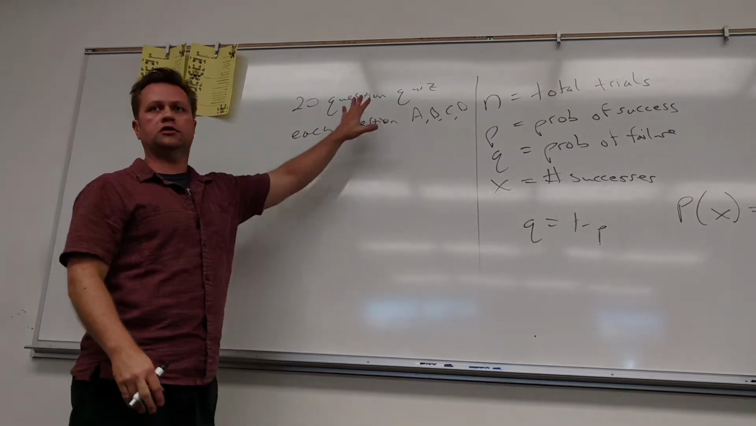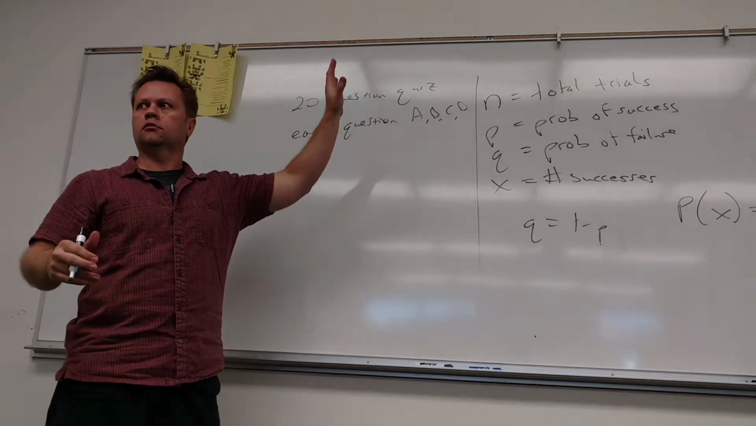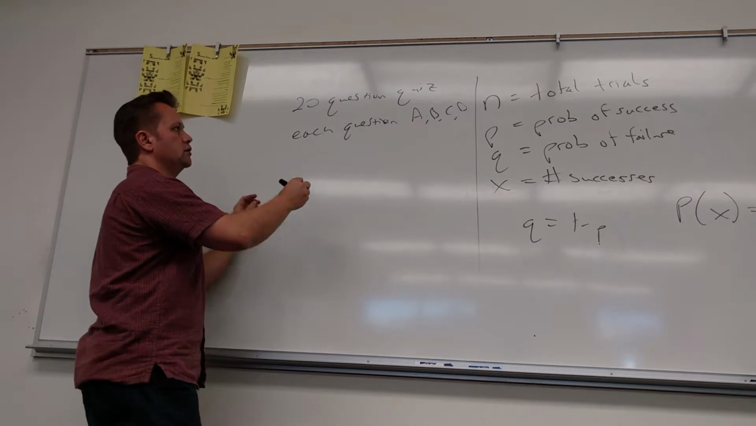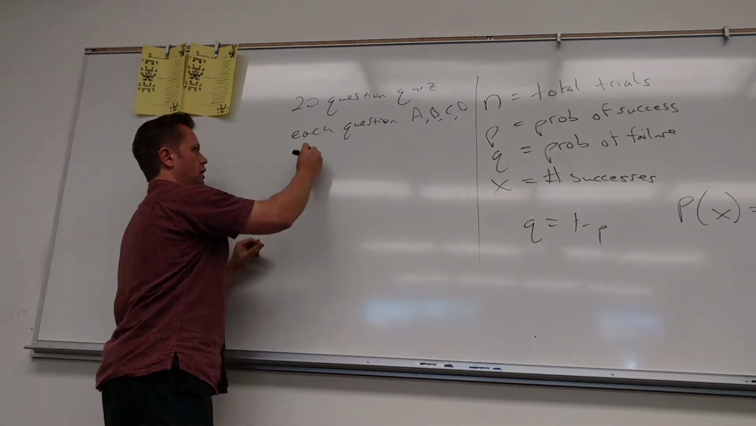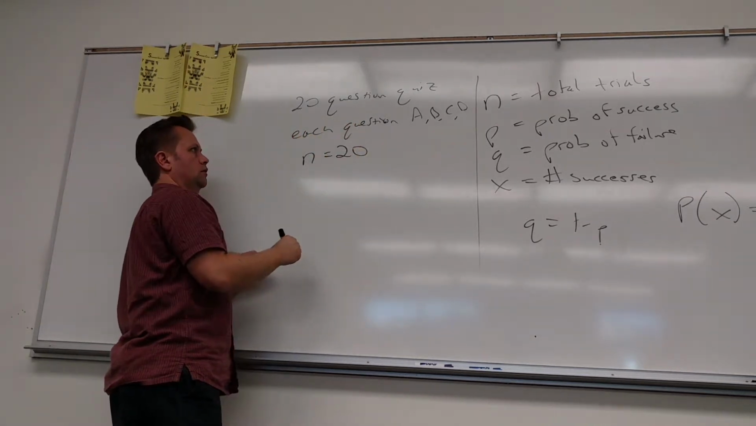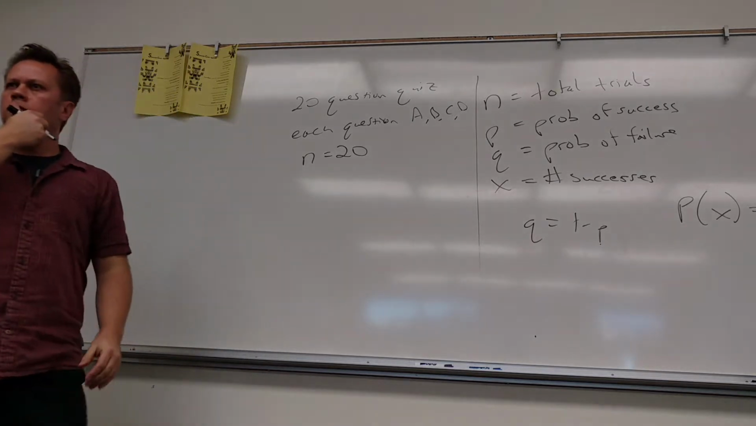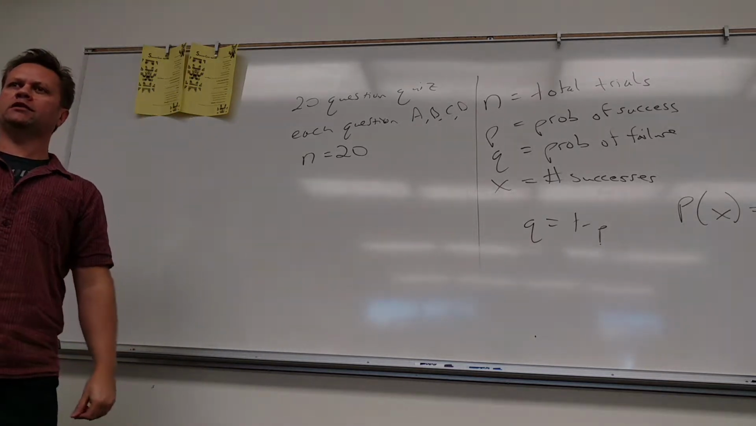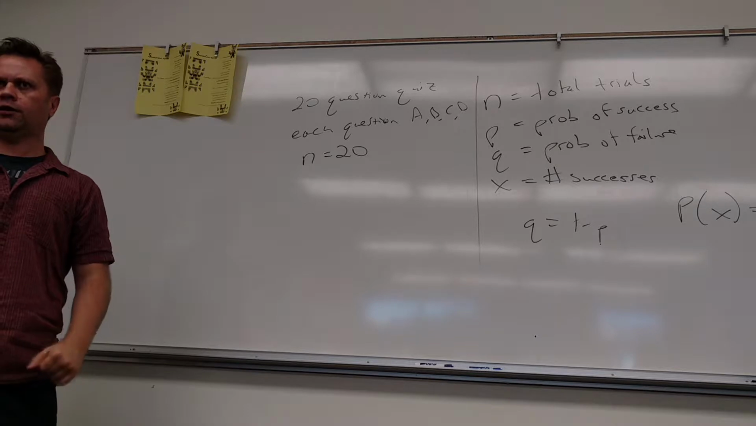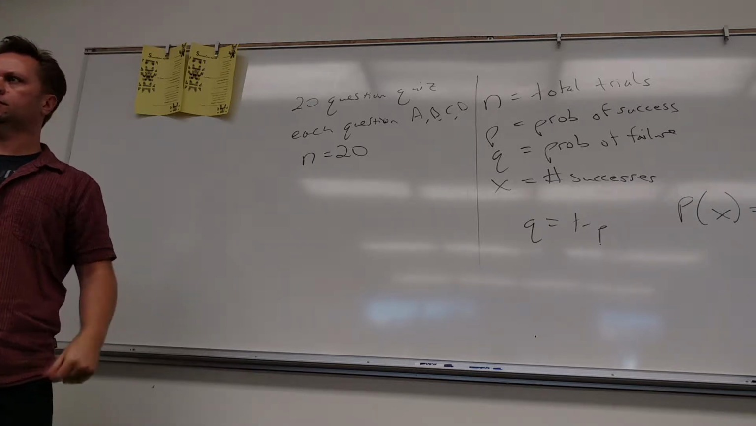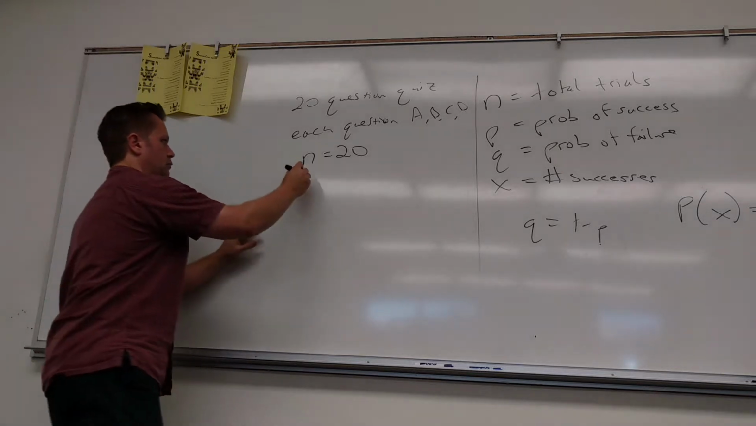So what do I already know just from this? So N is 20. So each of those 20 things is a question. For a single question, what's the probability of success? 1 out of 4. 1 out of 4, I like it. So P is 1/4.